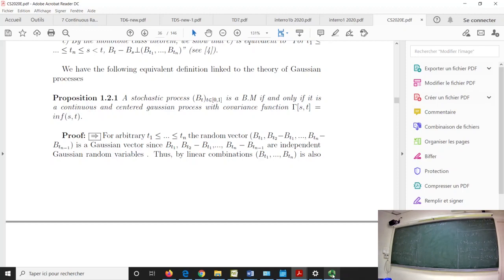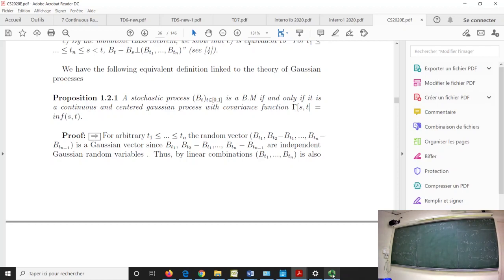And you will see that in a few minutes, the notation that we are going to use for I of f would be this one. But it's just a notation for the moment. Okay?